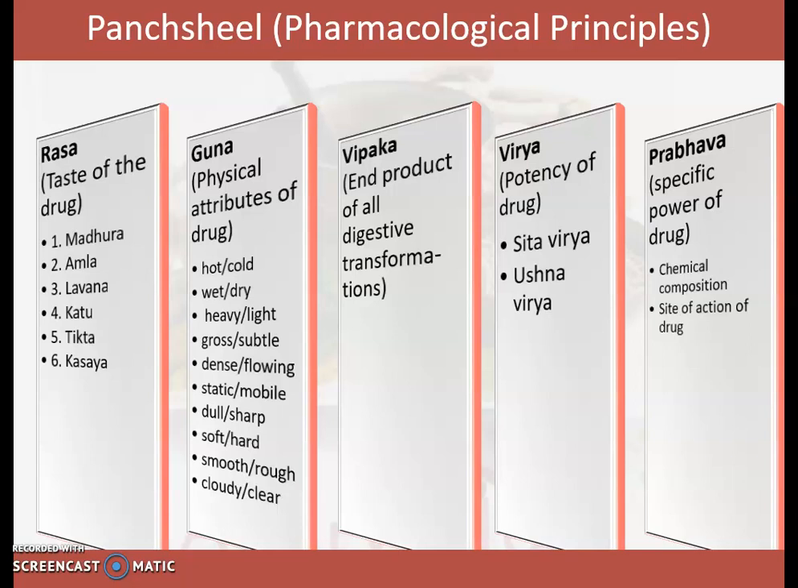And then coming to the Guna, the physical attributes of the drug, we have 10 pairs. That is, a drug might be hot or cold in nature, or wet or dry, or heavy or light, or gross or subtle, or dense, thick, or easily flowing, or static or mobile, or it might be dull or sharp, or it might be soft and hard, and another one is smooth and rough, and the 10th attribute or the property is cloudy and clear.